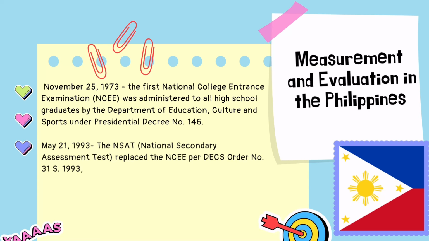November 25, 1973, the first National College Entrance Examination, NCEE, was administered to all high school graduates by the Department of Education, Culture, and Sports under Presidential Decree No. 146. May 21, 1993, the NSAT, National Secondary Assessment Test, replaced the NCEE per DECS Order No. 31, Section 1993.